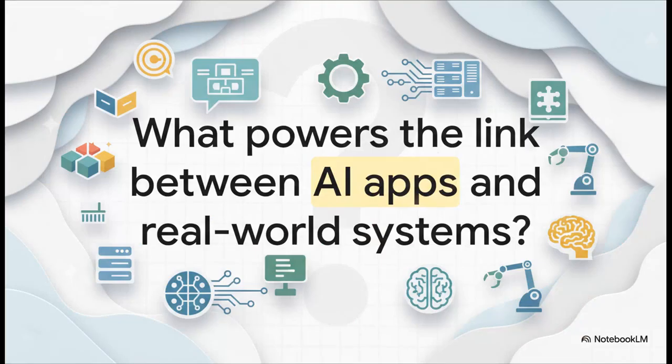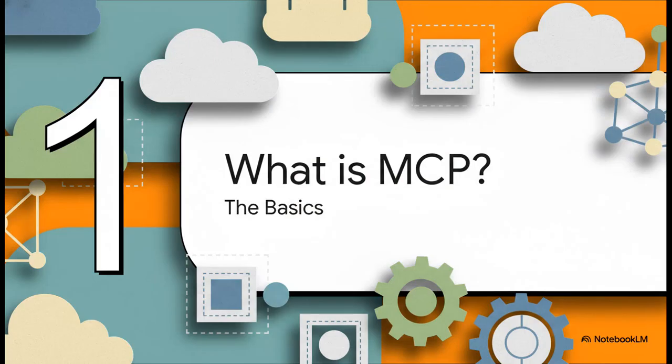Building a bridge between the digital mind of an AI and all the dynamic, messy, live systems that run our world. Turns out the answer is a really powerful new open standard. And today, we're going to break down exactly how it all works. So that bridge I mentioned, it's called the Model Context Protocol, or MCP for short. Let's dive right in. What is this thing, and why is it being called such a breakthrough?